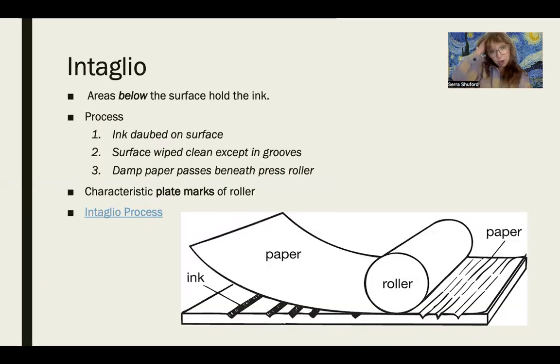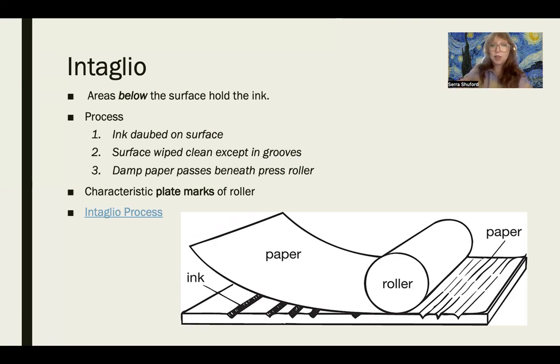Our next type we're going to talk about is intaglio. Intaglio is when the areas below the surface hold the ink. Also, it's important to say that intaglio is most often done on metal plates, not on wood or linoleum. The process is that you have your metal plate and you etch onto the surface whatever you want your design to be. So you're no longer thinking about the negative space like you were in relief, you're thinking about the positive space.